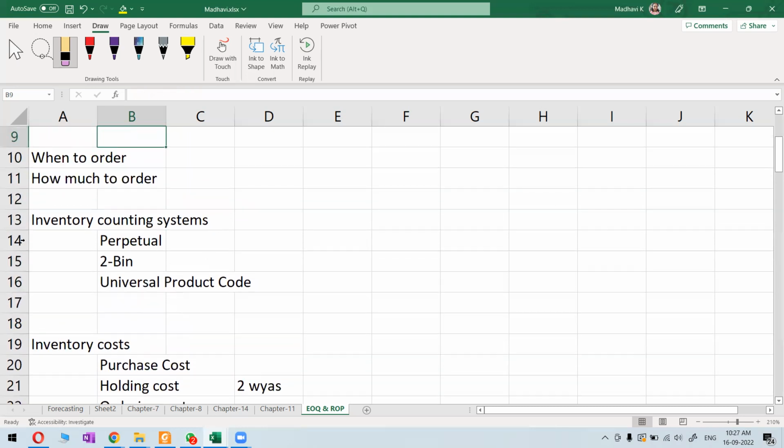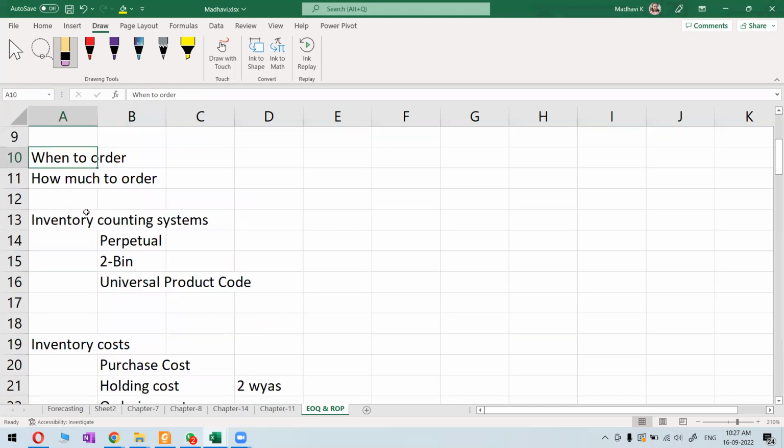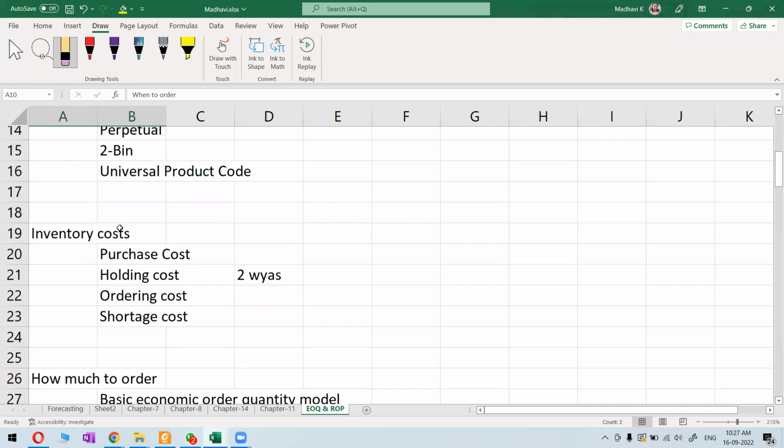Once we count what inventory is available, based on that we consider when I need to reorder and how much quantity I need to reorder. So this is what this entire chapter is majorly focusing on.